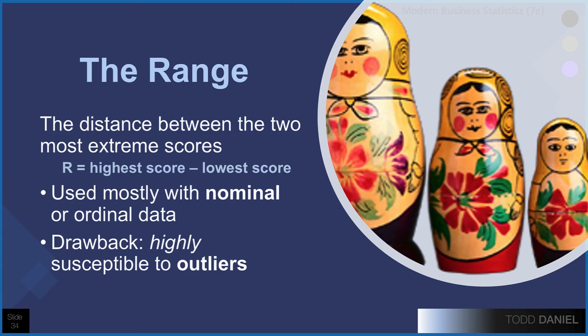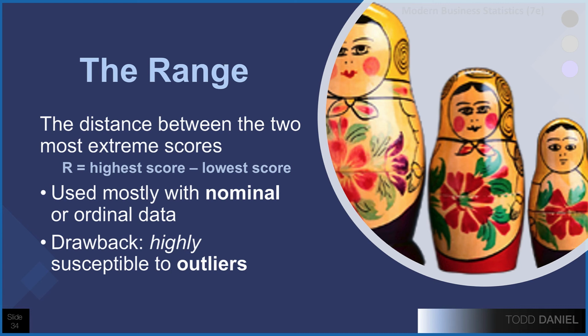Let's talk about another measure of variability for a distribution. This is very simple. We could just take the highest score and the lowest score, find the difference between them, and that tells us something about the range of scores in our distribution. It's called the range, and it is a great, quick, and easy measure of variability.